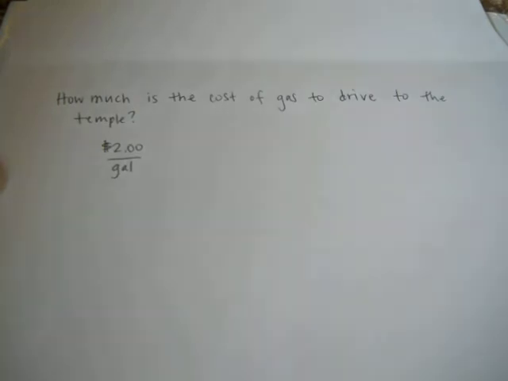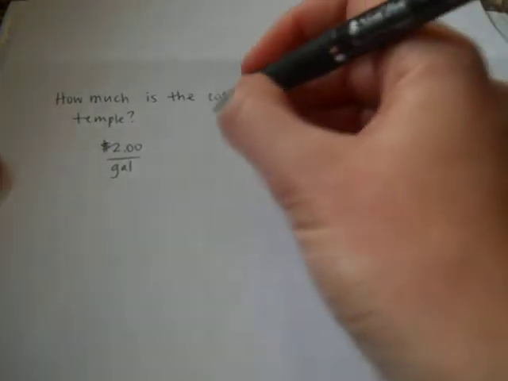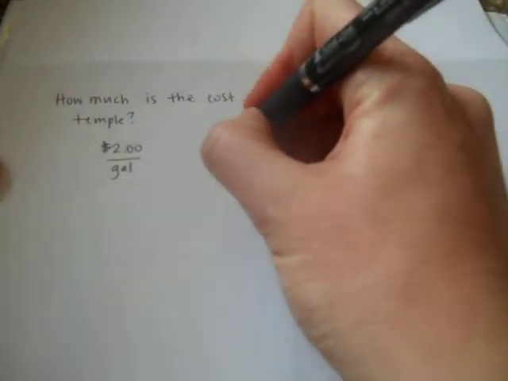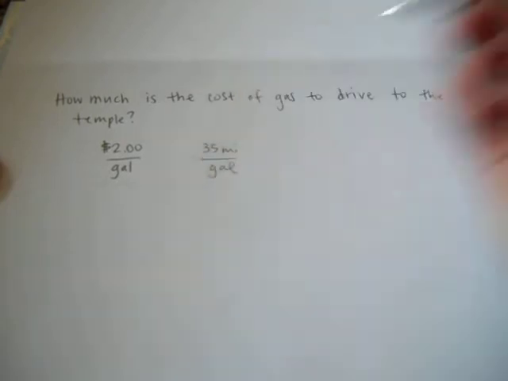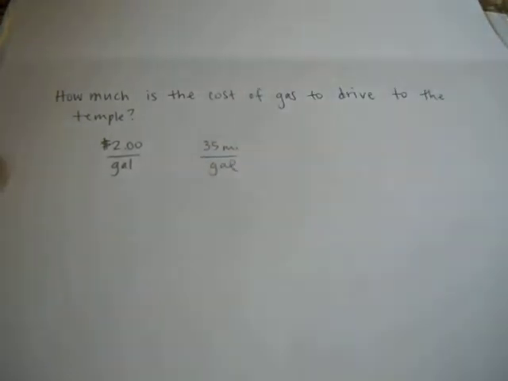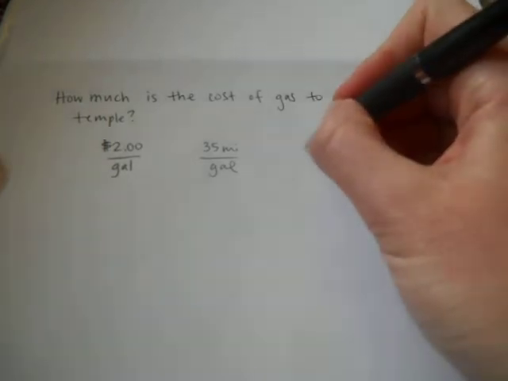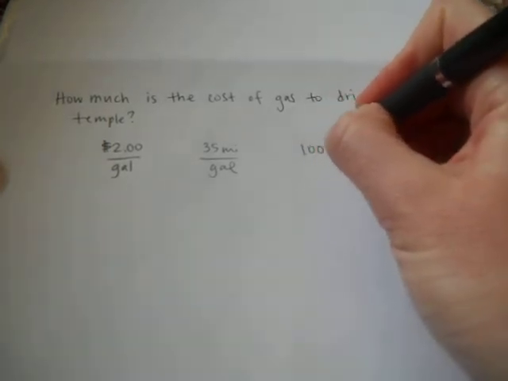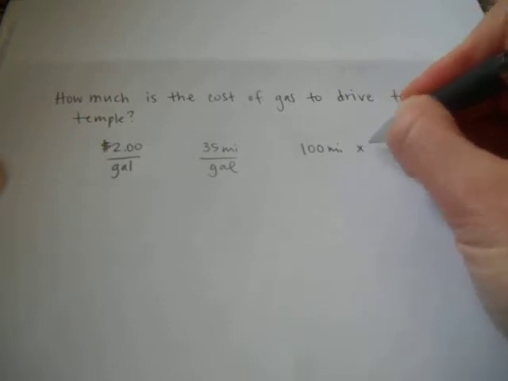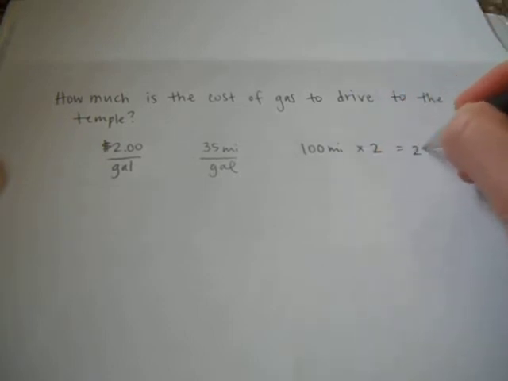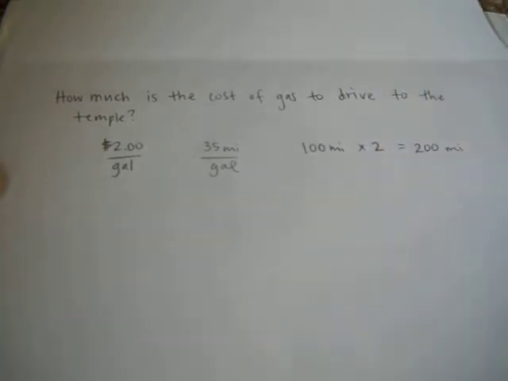And what kind of mileage my car gets. Usually on the freeway it's about 35 miles per gallon. And how many miles is it to the temple? We live in Oregon and the closest temple is about 100 miles away. So that's 100 miles to the temple, but we also have to drive home, so it's a 200-mile round trip.